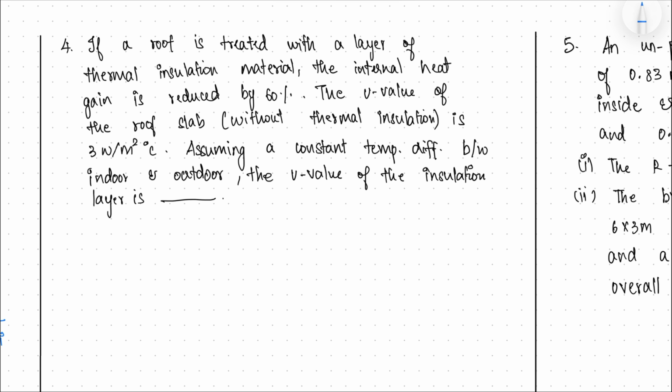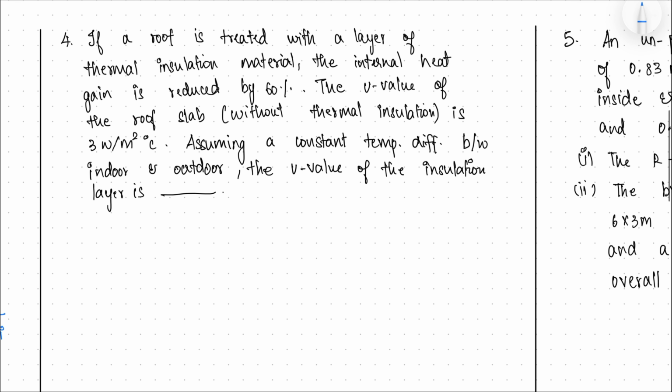Okay, if a roof is treated with a layer of thermal insulation material, the internal heat gain is reduced by 60%. The U value of the roof slab without thermal insulation is 3 watt per square meter degree Celsius. Assuming a constant temperature difference between the indoor and the outdoor, the U value of the insulation layer is. Okay, let's break this down now.